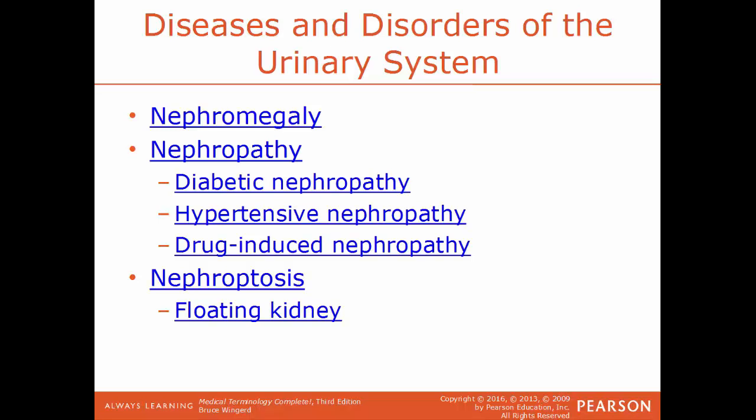Nephroptosis is also known as a floating kidney. This is a condition that is more common in women than it is in men, and in this condition the kidney will actually drop into the pelvis whenever that person stands up, because the kidney is not that securely anchored in the peritoneal cavity. And this is a congenital defect.